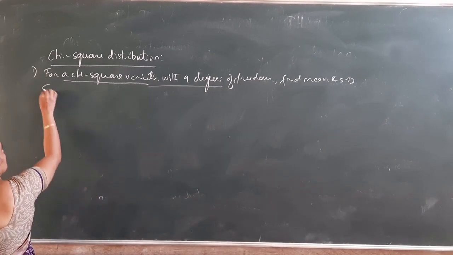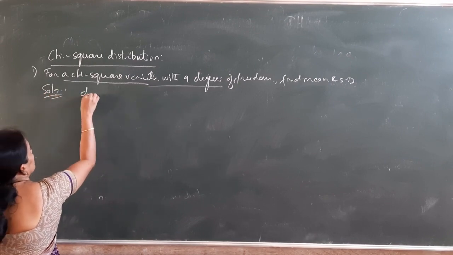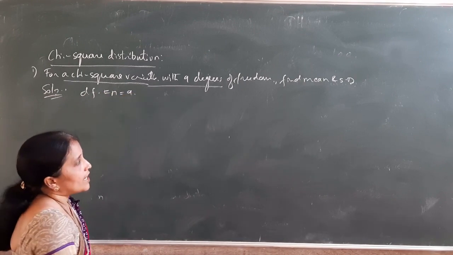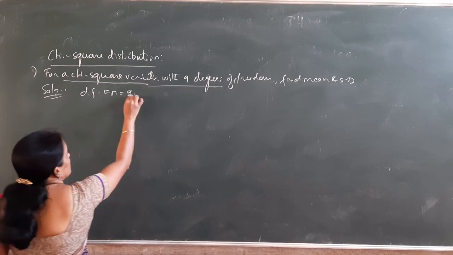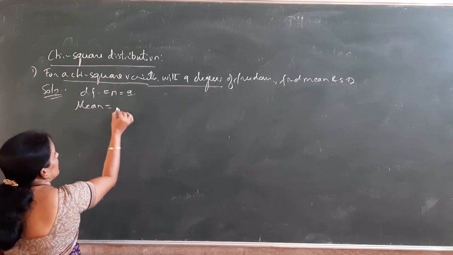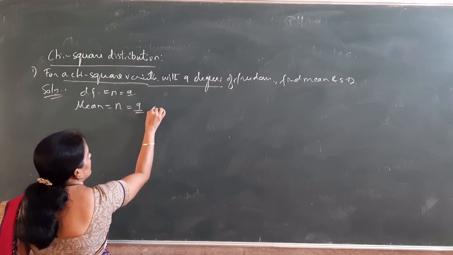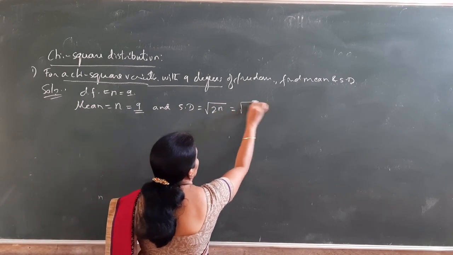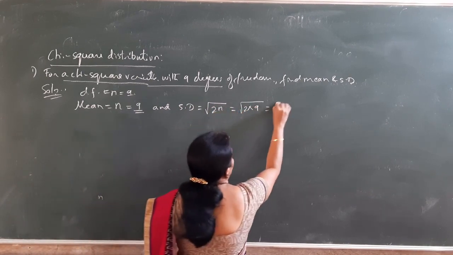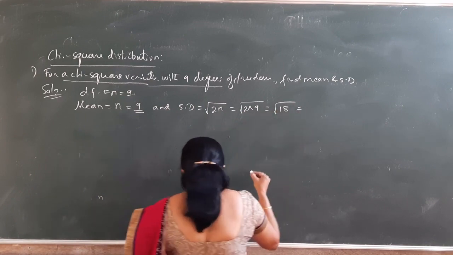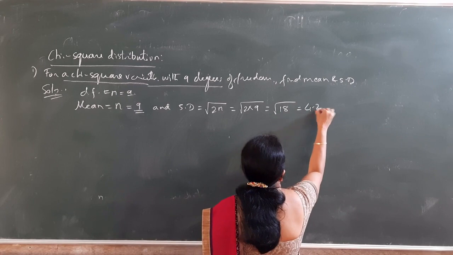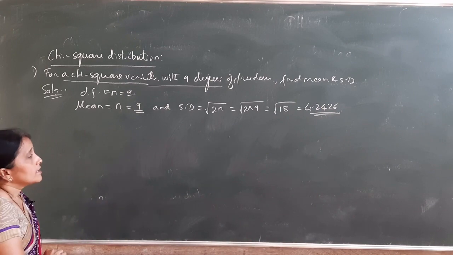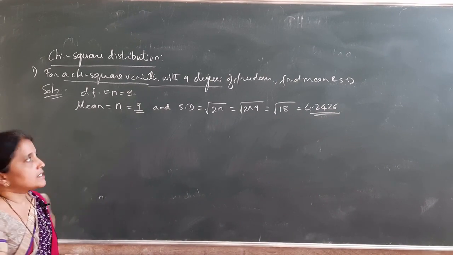So here it is given in this problem, degrees of freedom is equal to n, which is equal to 9. What is asked? Mean and standard deviation we have to calculate. Mean of a chi-square distribution is n, which is equal to 9, and standard deviation is given by square root of 2n, which is equal to square root of 2 into 9, that is square root of 18, which is equal to 4.2426. Just use the formula and find the mean and standard deviation when the degrees of freedom is given.